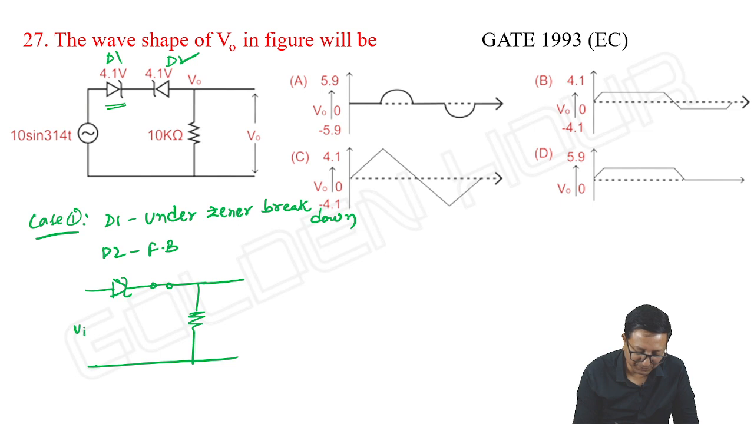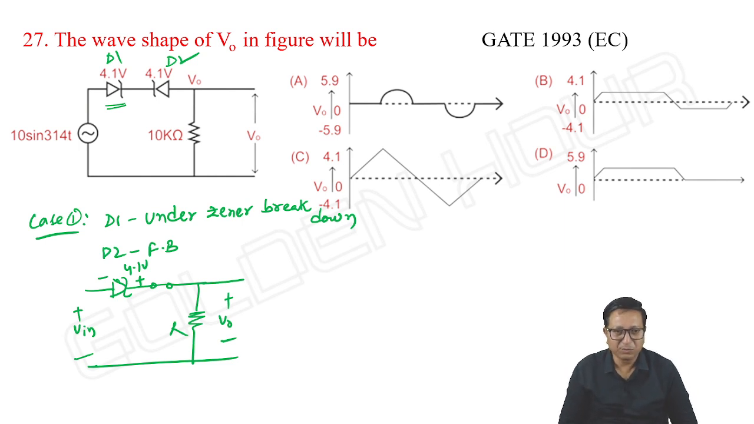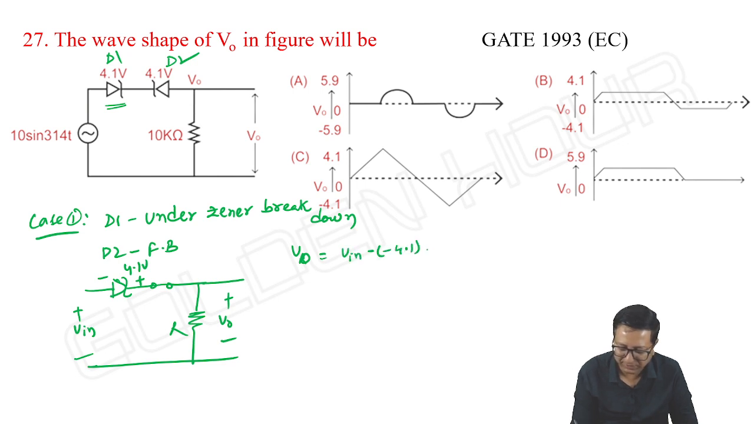A very similar problem we have seen with single diode, no? So here what do you get? 4.1 volt from cathode to anode. So what is V output? V in minus VD, V in minus of minus 4.1. Okay, so V output is equal to V in minus of minus 4.1, V input plus 4.1.